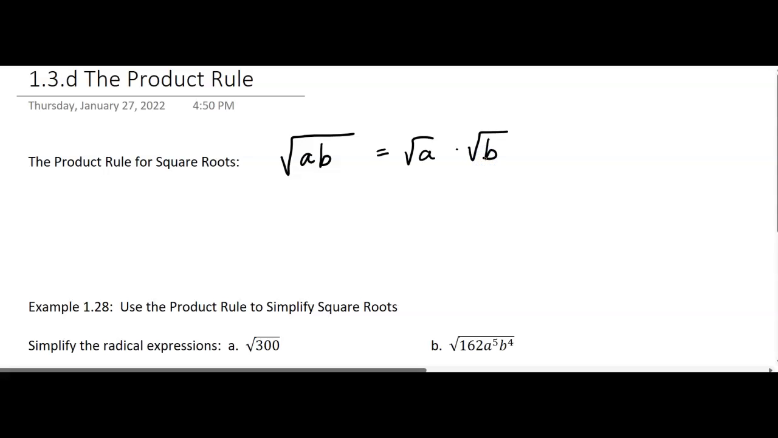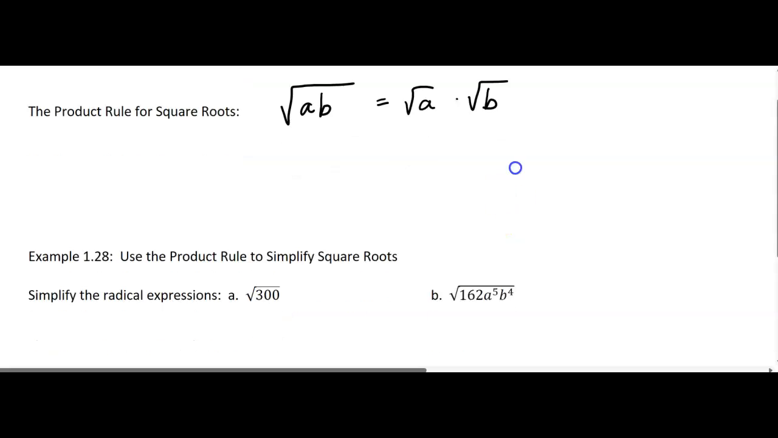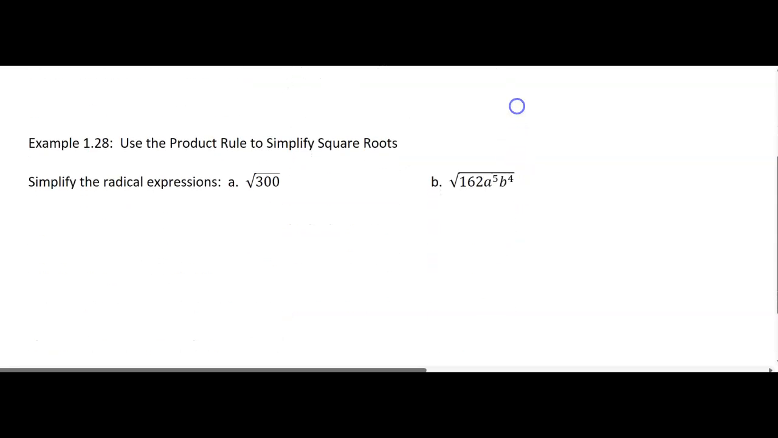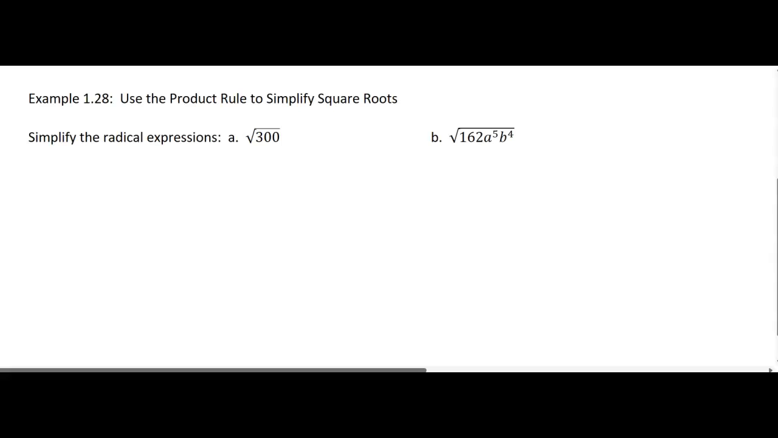It works the other way too. We'll see examples of both, but first we'll use this one. So we're going to simplify this radical expression, and right now it says the square root of 300. Now 300 is not a perfect square, but 100 is a perfect square. So I could think of this 300 as 3 times 100. Now I could split it up and make it the square root of 3 times the square root of 100.